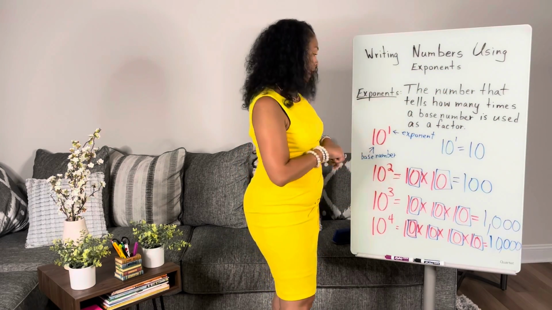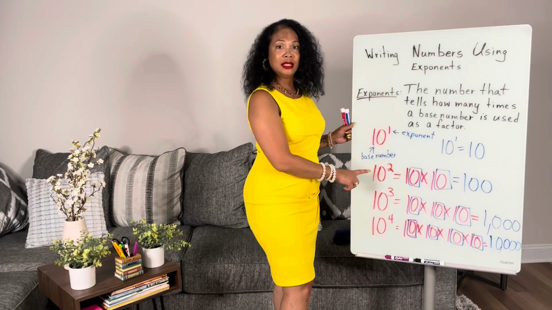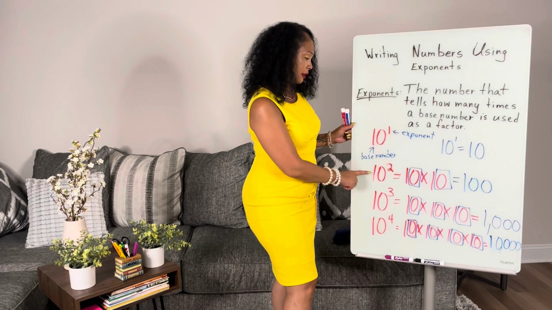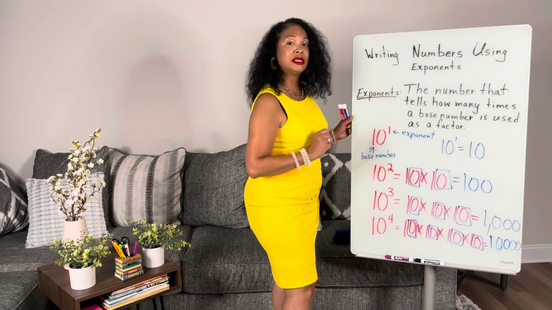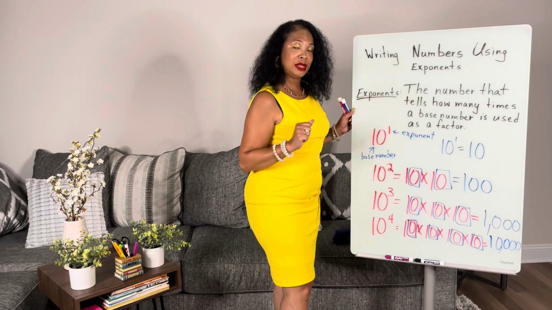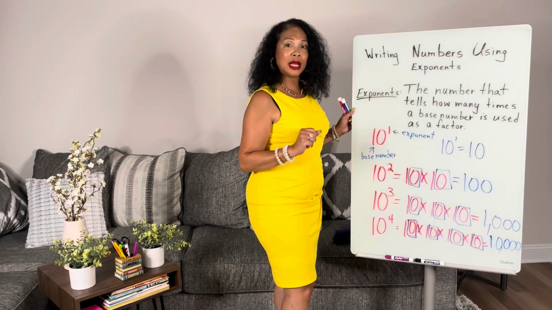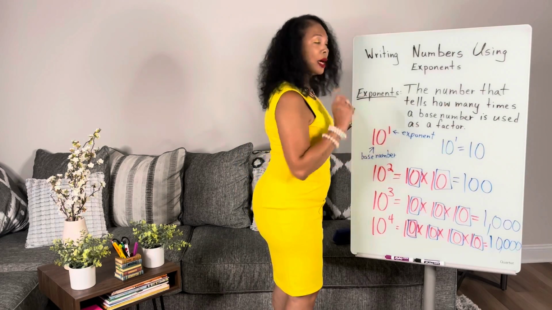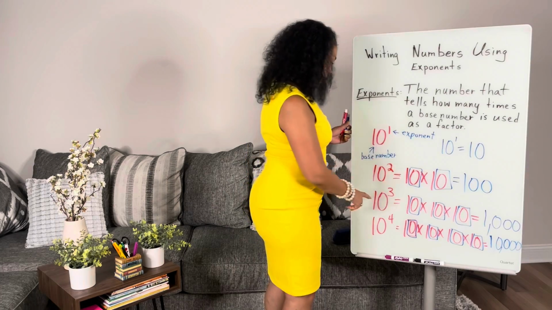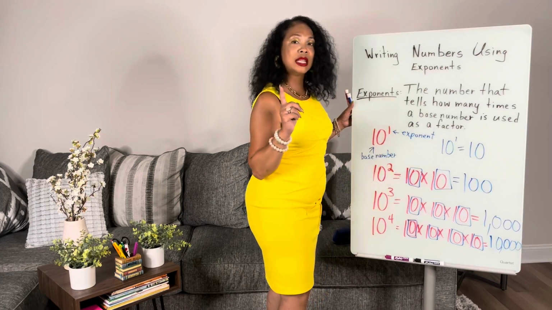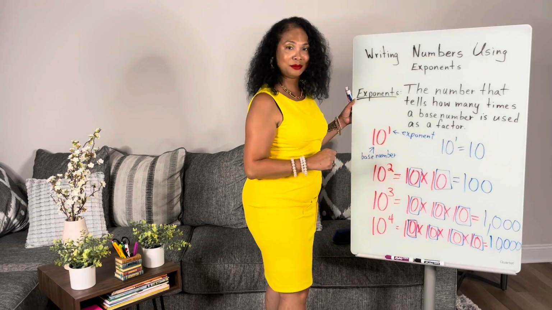Remember, the exponent is the number that tells you how many times that you are going to multiply this base number. How many times the base number is used as a factor. And remember, when you hear the word factor, you know that you are going to multiply. So 10 to the 1st power equals 10. 10 to the 2nd power equals 100. 10 to the 3rd power equals 1,000. And 10 to the 4th power equals 10,000.